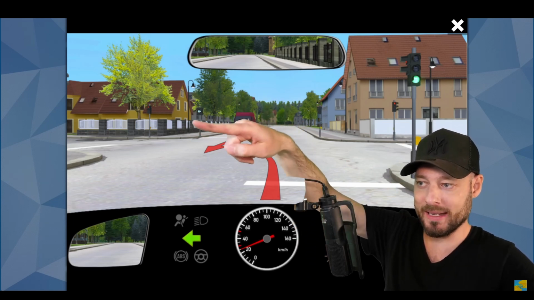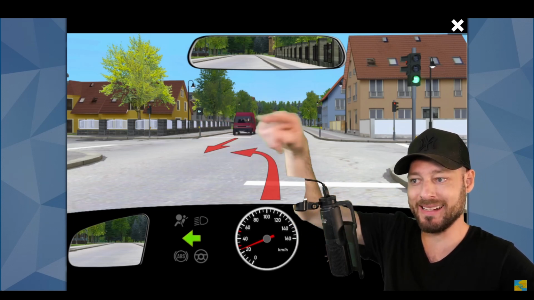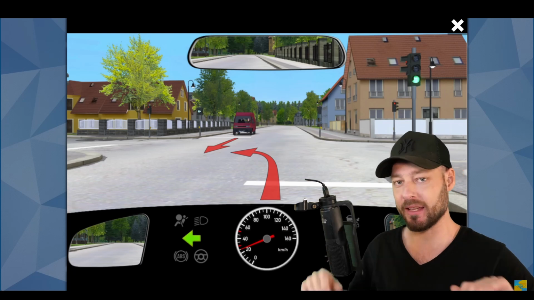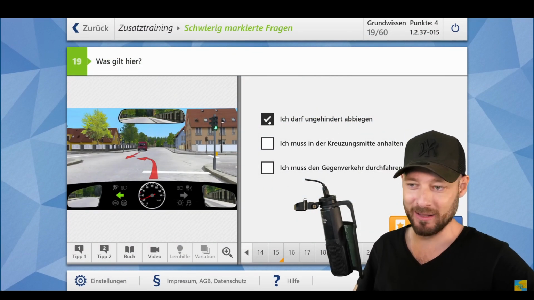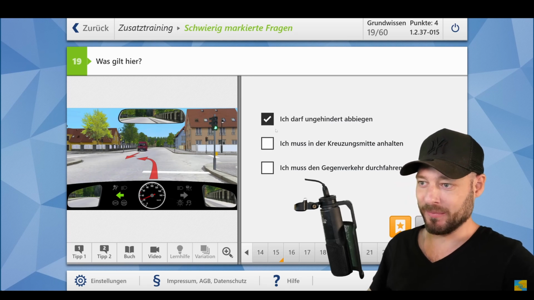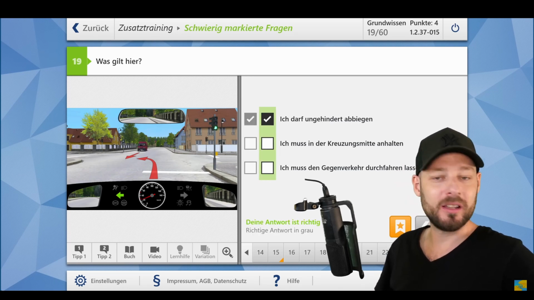But we can see the green turn signal arrow up here, which is lit up. That means that oncoming traffic has a red light, and in that case we are of course allowed to turn freely without stopping. So we are only ticking the ones here.